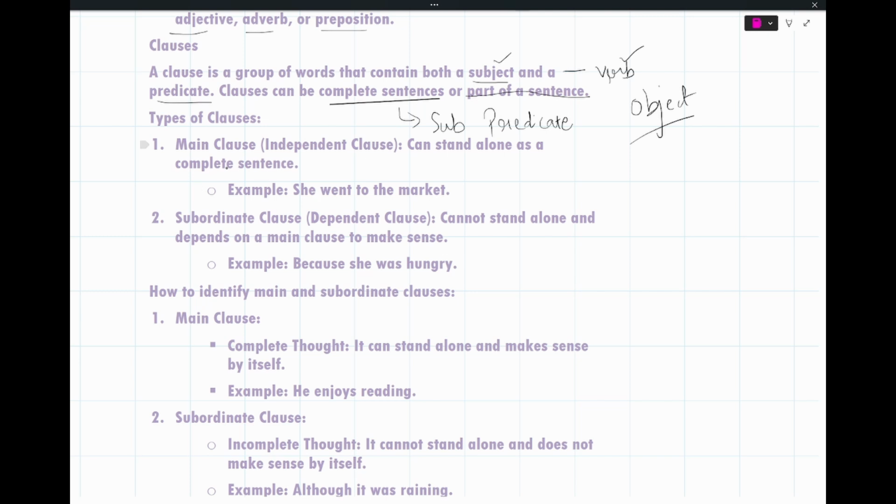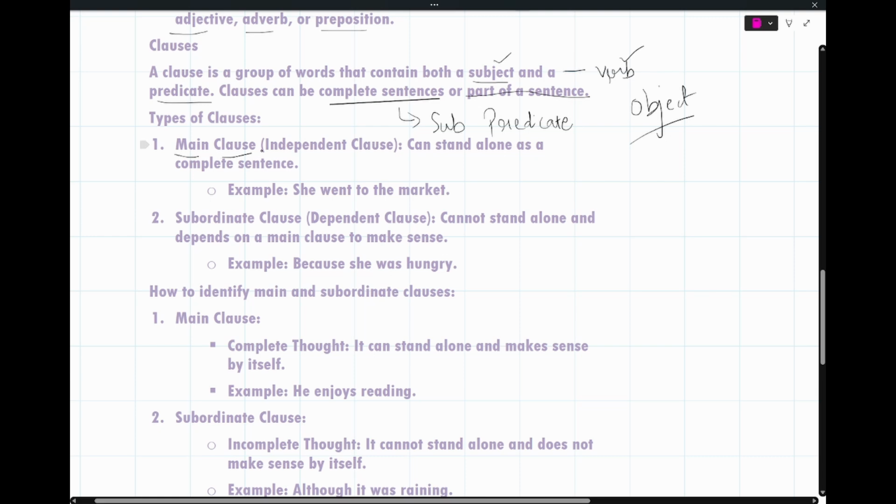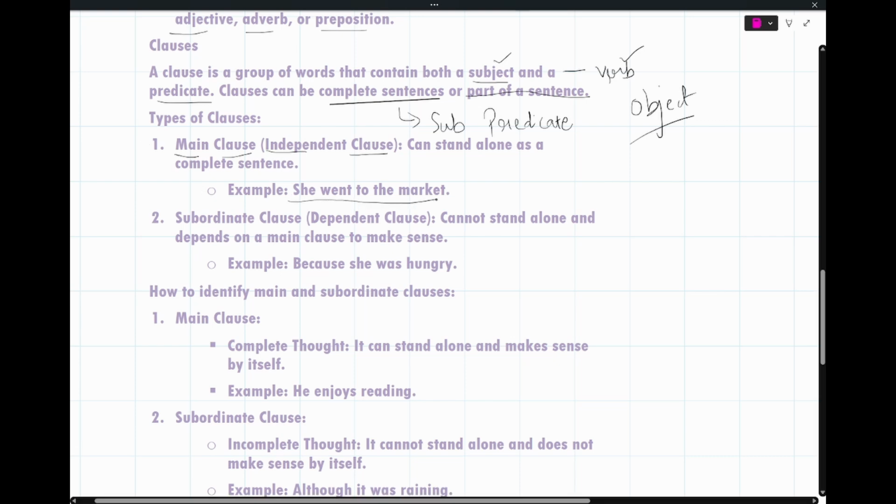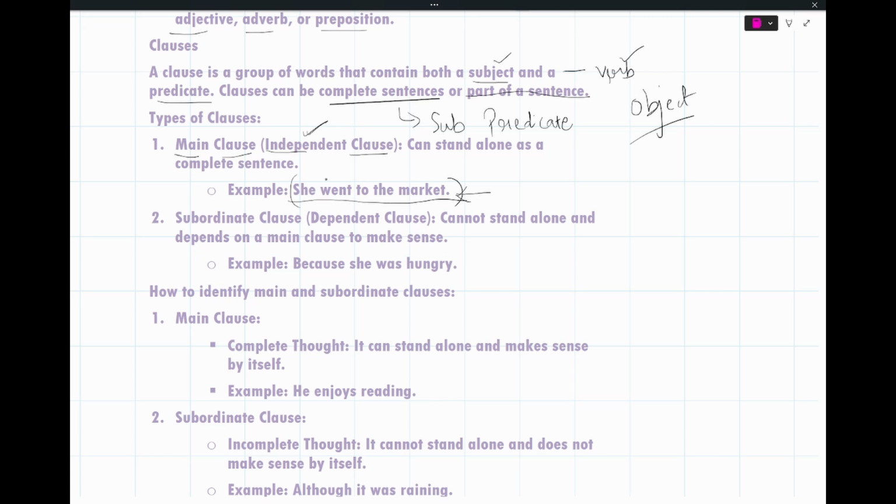Now, what are the types of clauses? First is the main clause, which is also known as the independent clause. So why do we call this independent? Because if you look at the example, she went to the market. This example does not need anything else added to it to give it some sense. That means that this whole example is complete by itself. It is independent, it's not dependent on anything else. That means it can stand alone as a complete sentence, right? And this is what you'll have to keep in mind.